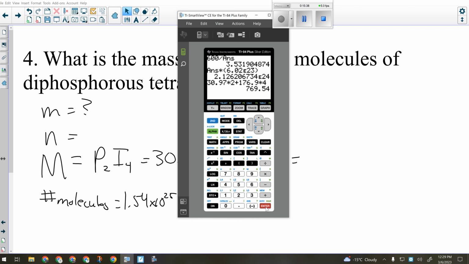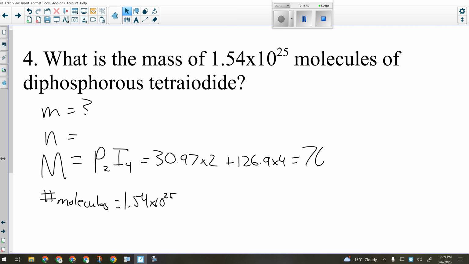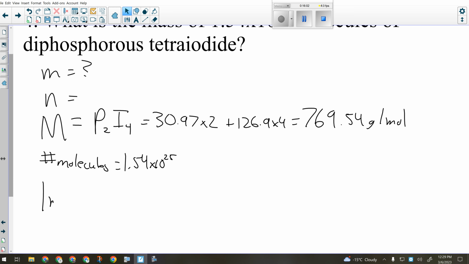Okay, 769.54 grams per mole. Okay, if I want to get little m, I need the number of moles. I need n. I have the number of molecules, and I also have this. In one mole, there are 6.02 times 10 to the 23 molecules. So, can I use that number and the number of molecules to get the number of moles? How would I do it?